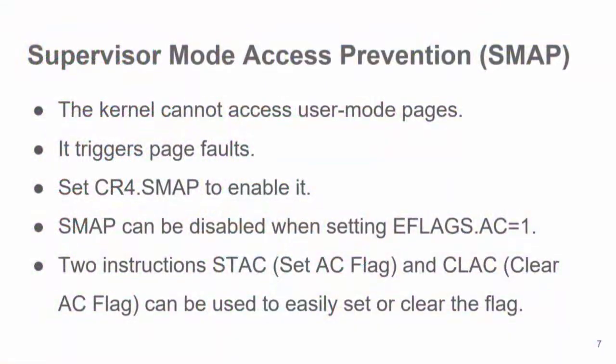So we noticed there's a hardware feature from Intel called supervisor mode access prevention, and this feature does exactly what we need. Basically, when the kernel accesses user pages, it triggers page faults, and so we know when it happens. Enabling it is also very simple: you just need to set the SMAP bit in the CR4 register. You can also disable this feature temporarily by setting the AC bit in the EFLAGS register.